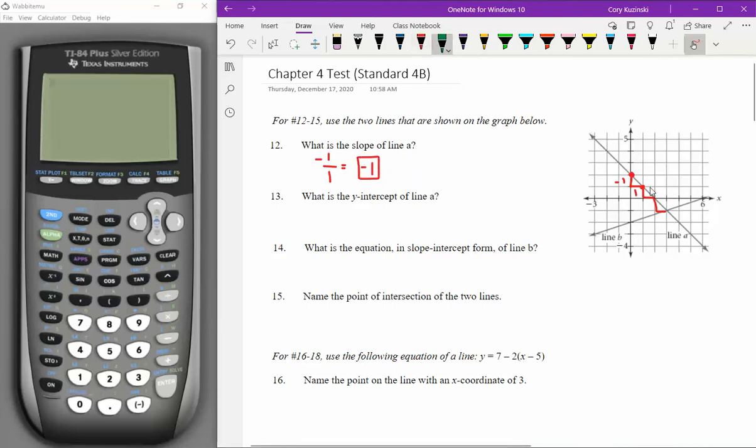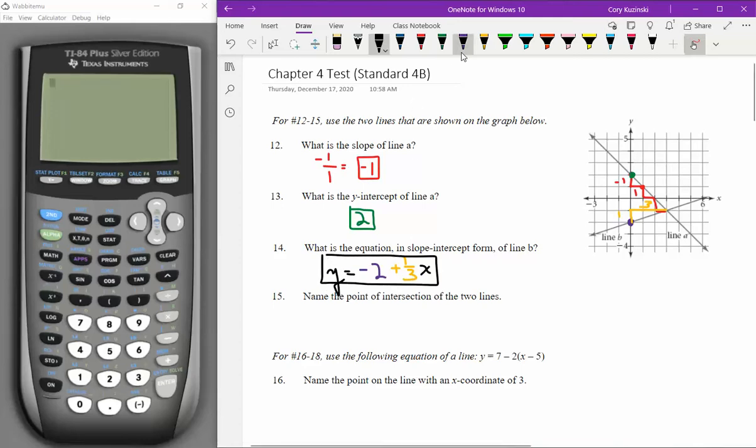The y-intercept of line A, that's the point where I started right up here. This is 0, 1, and 2. So that's going to be at 2. And then the equation of line B. Well, line B has a y-intercept of -2. And it's got a slope of, looks like up 1, right 3. So we'll put plus 1/3. So how about y equals -2 plus 1/3 times x.